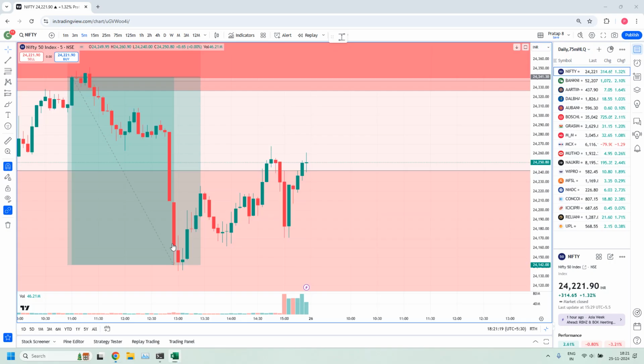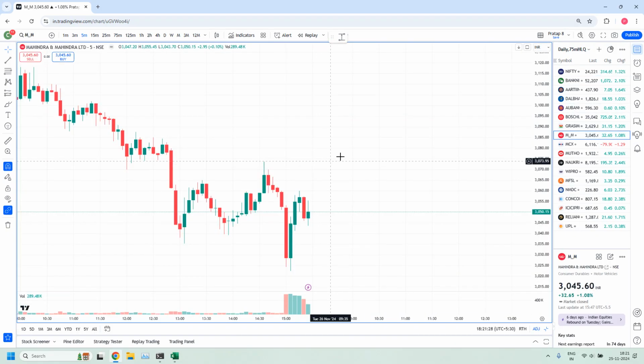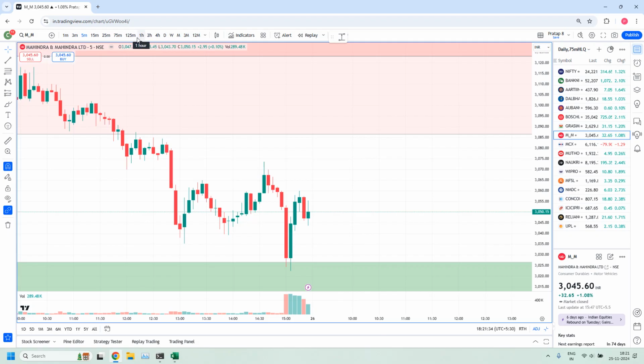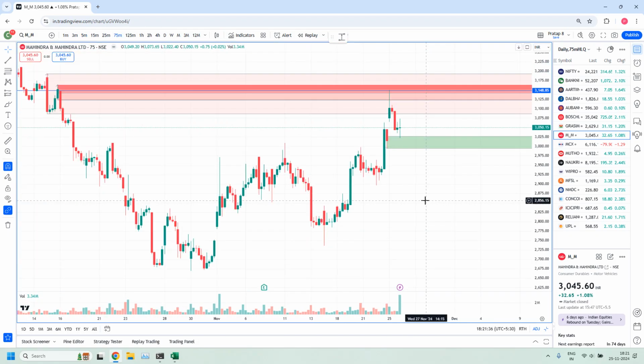And the next one is M&M, Mahindra and Mahindra. This is a fine-tuned zone. Excellent trade. This is also a 75 minutes supply zone. And one more thing, did you observe? Today is a bullish trade. It is a bullish trade. See, bullish day.